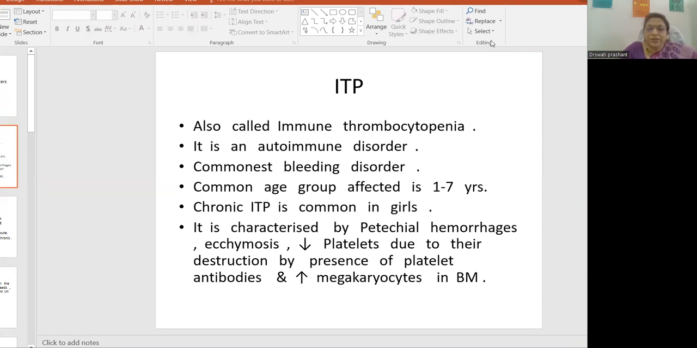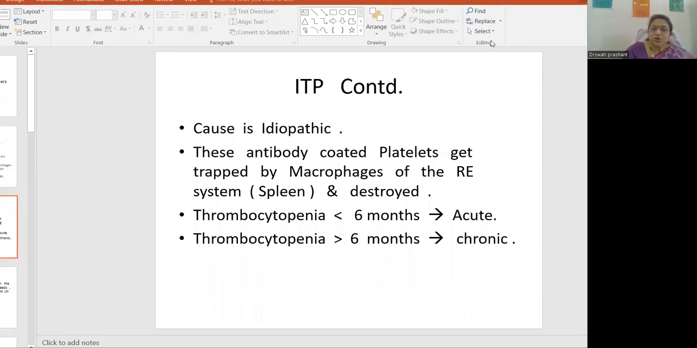We'll start with ITP, also called immune thrombocytopenia. It is an autoimmune disorder, the commonest bleeding disorder seen in children, and the common age group affected is 1 to 7 years. Chronic ITP is common in girls. It is characterized by petechial hemorrhages and ecchymosis, decreased platelets due to their destruction by platelet antibodies, and this leads to an increase in megakaryocytes in the bone marrow, which is classical for ITP. It is also called idiopathic thrombocytopenic purpura.